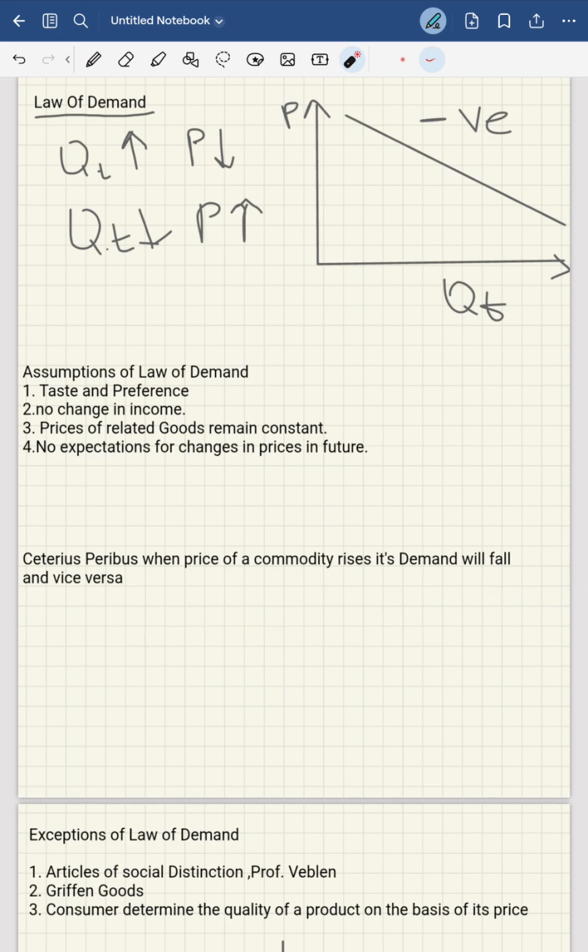So assumptions are very important, as I already told you in the previous lecture. For creating a suitable environment for the formulation of any theory, we formulate some assumptions. Taste and preference remain constant, no change in income, price of related goods remain constant, no expectation of changes in price, meaning I don't know if the price will change in future or not, whether it will decrease or increase in future. So this is known as the law of demand.